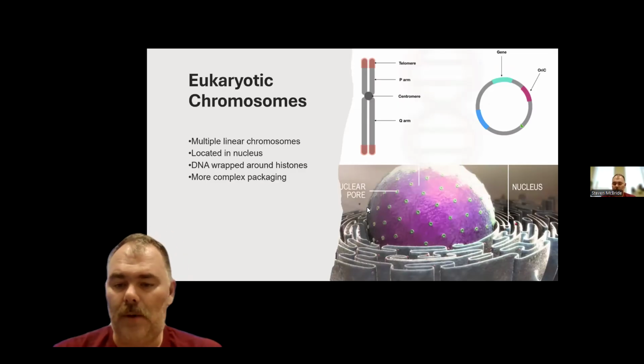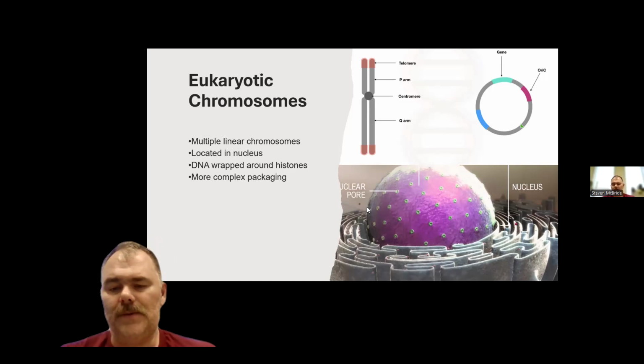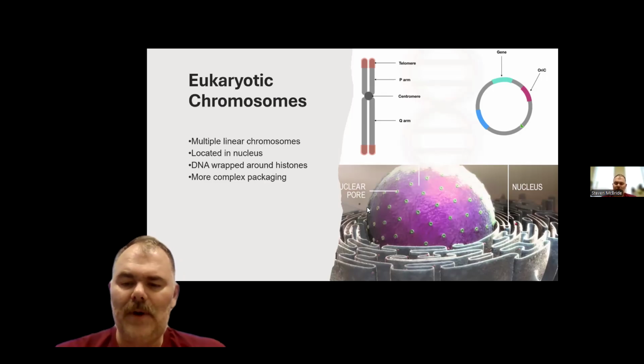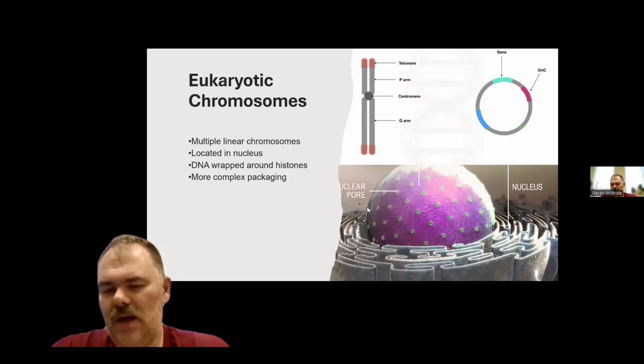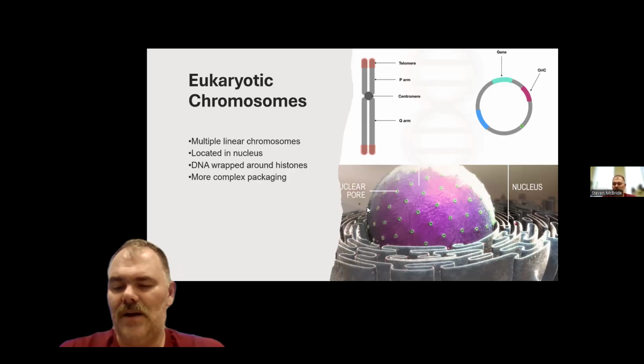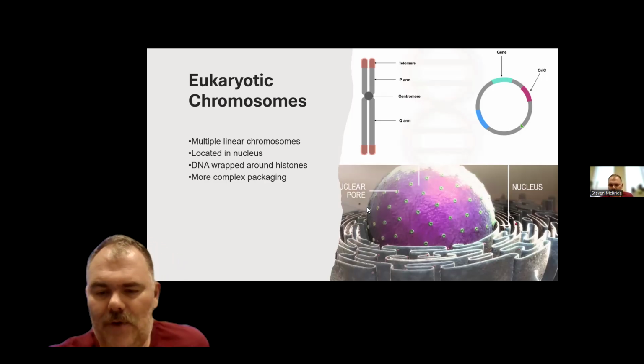Eukaryotic chromosomes are much more complex. Unlike prokaryotes, eukaryotes usually have multiple linear chromosomes. These chromosomes are located inside a membrane-bound nucleus, which we can see on the screen here. Eukaryotic DNA is wrapped around proteins called histones. This wrapping forms structures called nucleosomes, sometimes described as beads on a string. The DNA then coils and folds into increasingly compact levels of organization.